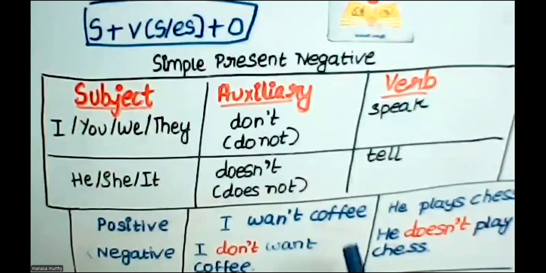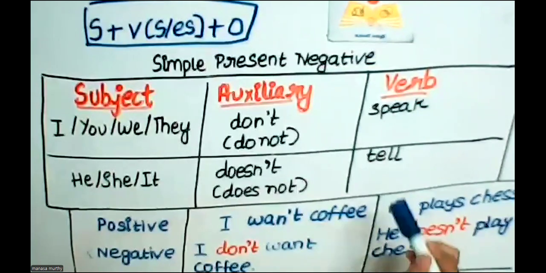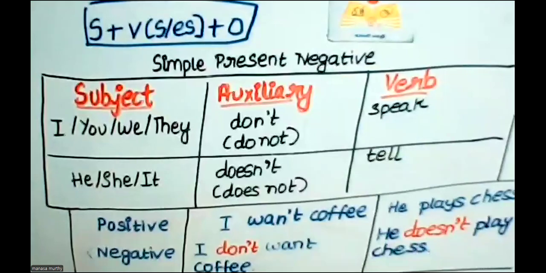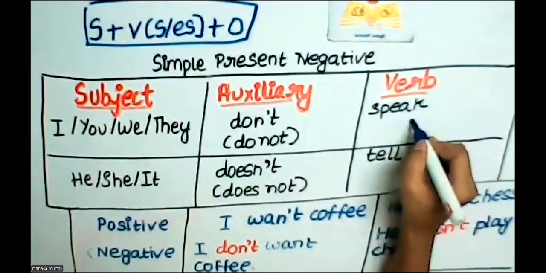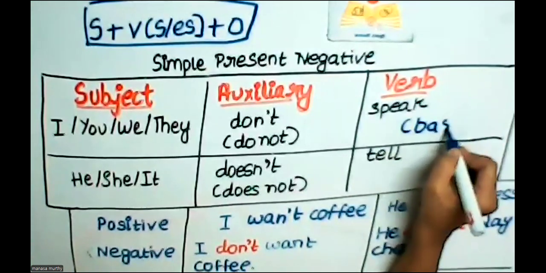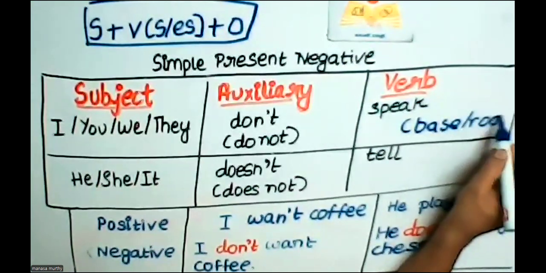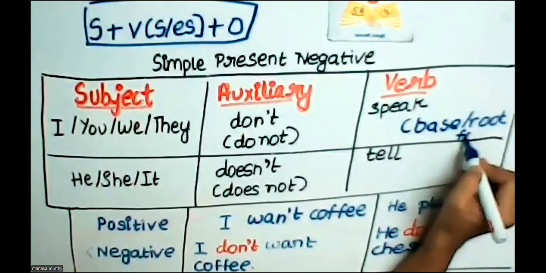If you notice the way that I tell the sentence, here the verb retains its original form or the base form. We call it the root form as well. Base form or root form, it is the same.